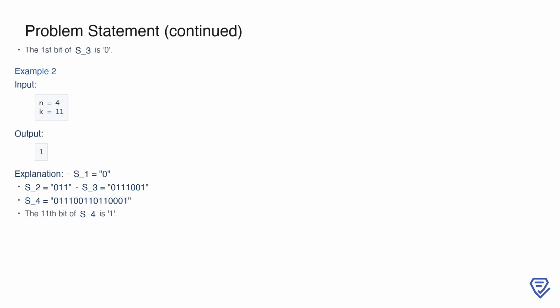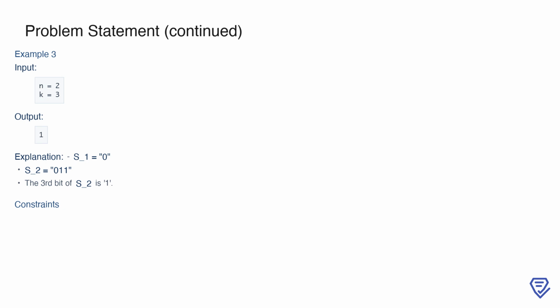Now, let's consider another example. If n is 4 and k is 11, the output is 1. Breaking this down, s_1 is 0, s_2 becomes 011, s_3 is 0111001, and s_4 is constructed as 011100110110001. If we examine the 11th bit of s_4, we can see that it's 1, which gives us our answer. This demonstrates how the strings grow in length and how each bit can be identified based on its position in the sequence.